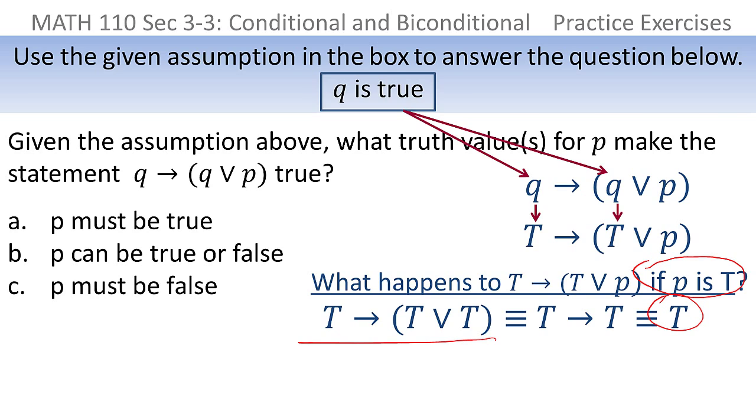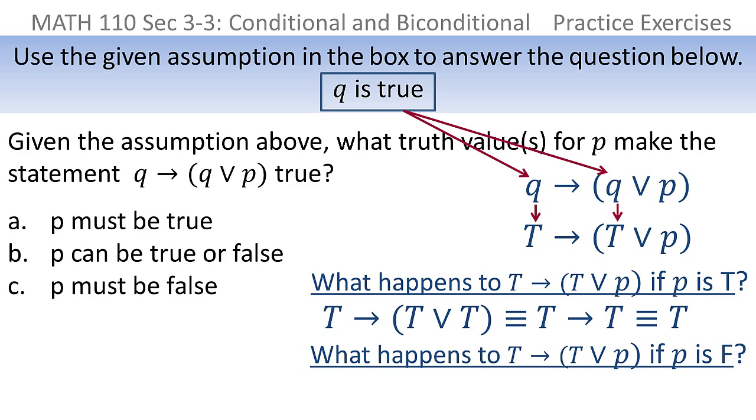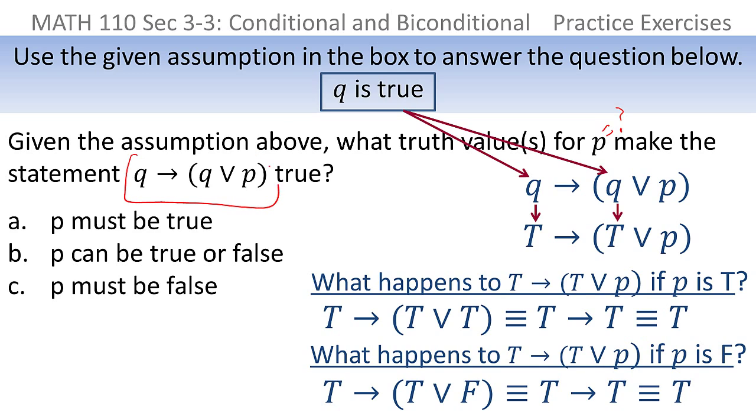Now what happens if P is false? Well, if P is false, I'm plugging an F in for P. And that gives me a true or false on the right, but I know true or false is still true. And I'm back to the same implication that I had before, true implies true, which is true. So the question is, what is P that would make this statement true? But it turns out this statement is true if P is true, but it's also true if P is false.